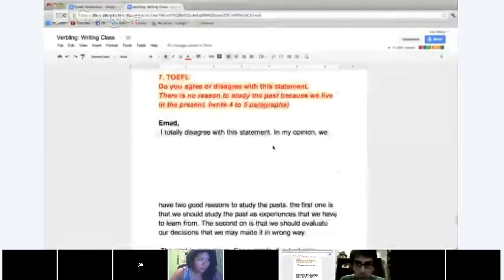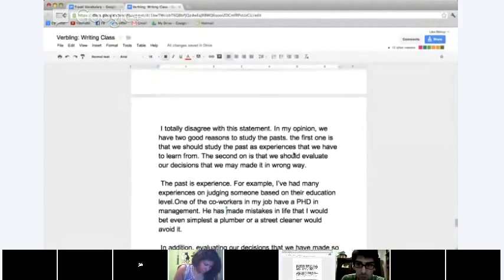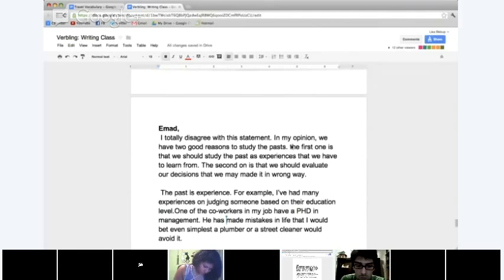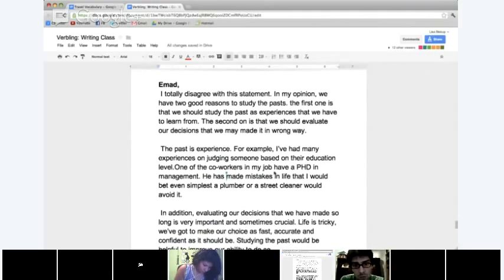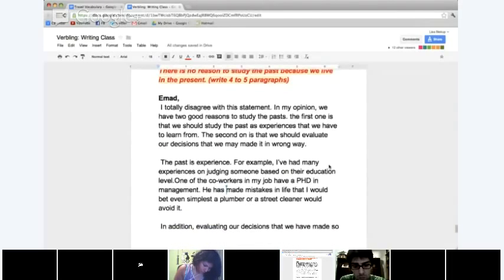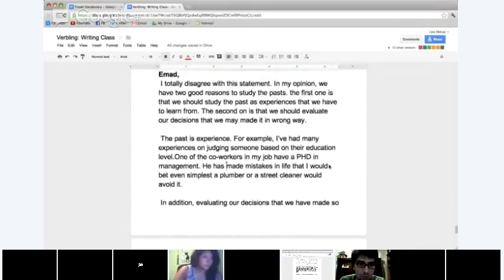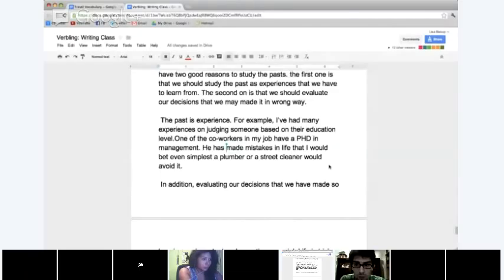I totally disagree with this statement. In my opinion, we have 2 good reasons to study the past. The first one is that we should study the past as experiences that we have to learn from. The second one is that we should evaluate our decisions that we have made in the wrong way. The past is experience. For example, I've had many experiences judging someone based on their education level. One of the co-workers in my job has a PhD in management. He has made mistakes in his life that I would bet even the simplest plumber or street cleaner would avoid.